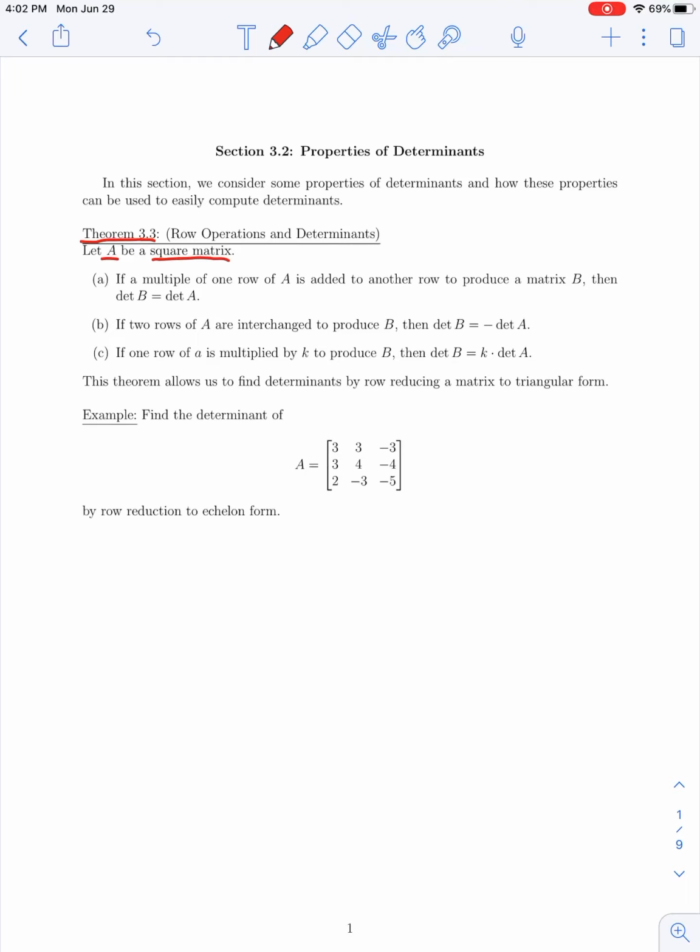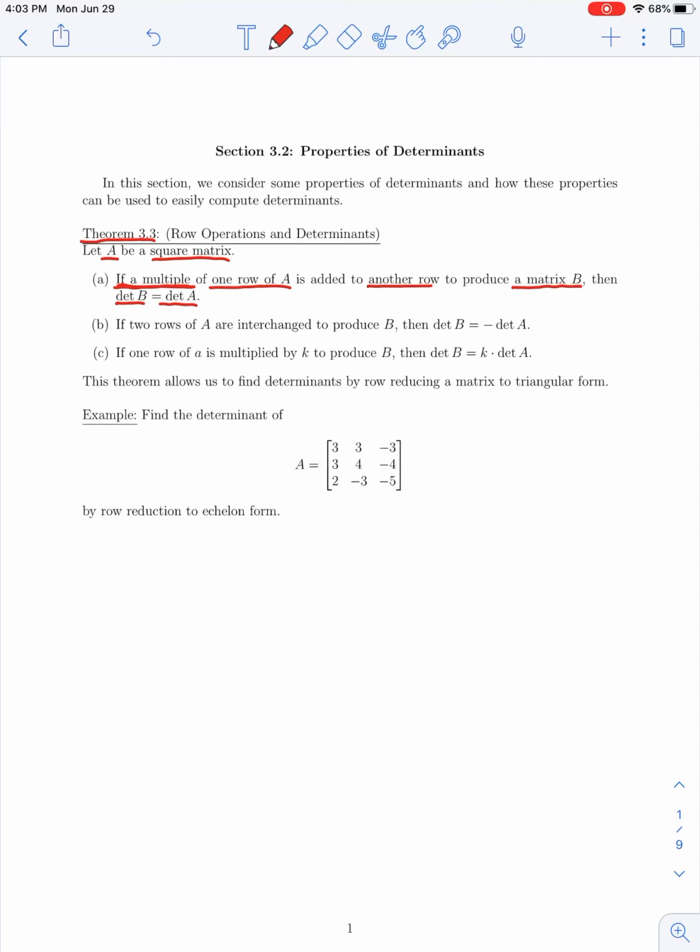But this theorem says if we would perform row reduction on our matrix, then as long as we keep track of what operations we're performing, those row operations won't significantly affect the value of the determinant. So let's see specifically what we have here. In property A, we had seen this result for some specific matrices in the last section. If a multiple of one row of A is added to another row to produce a new matrix B, then the determinant of B is equal to the determinant of A.